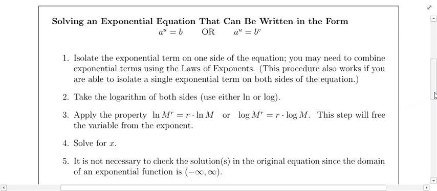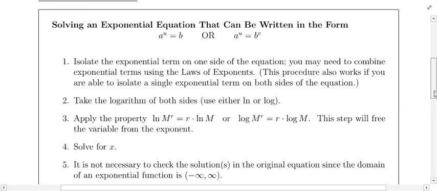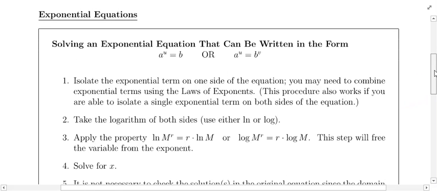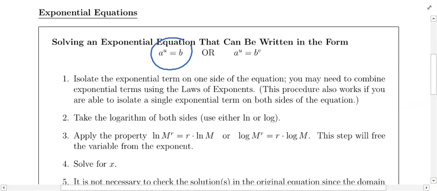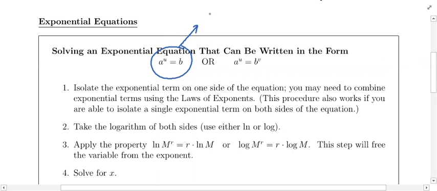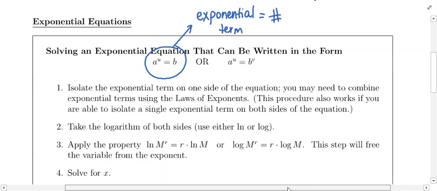I know that may seem like, what are you talking about? Well, this is what I mean. If it's written in this format, you can write your exponential equation so that the piece with the exponential term on the left is equal to just some number on the right. So that's one way you can make your exponential equation look.